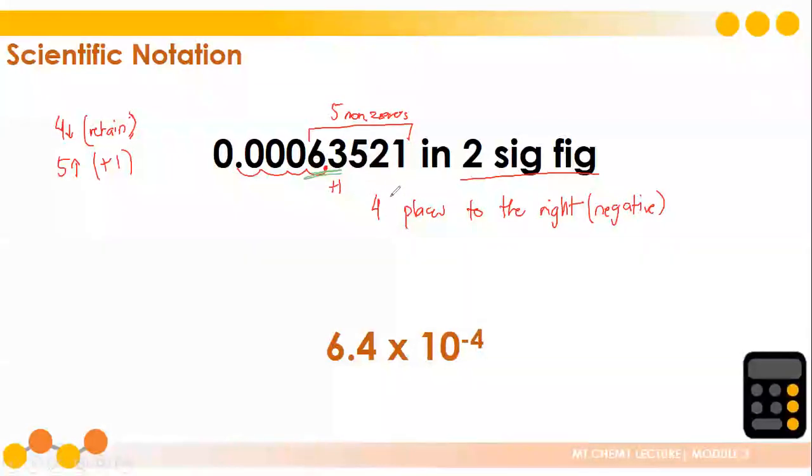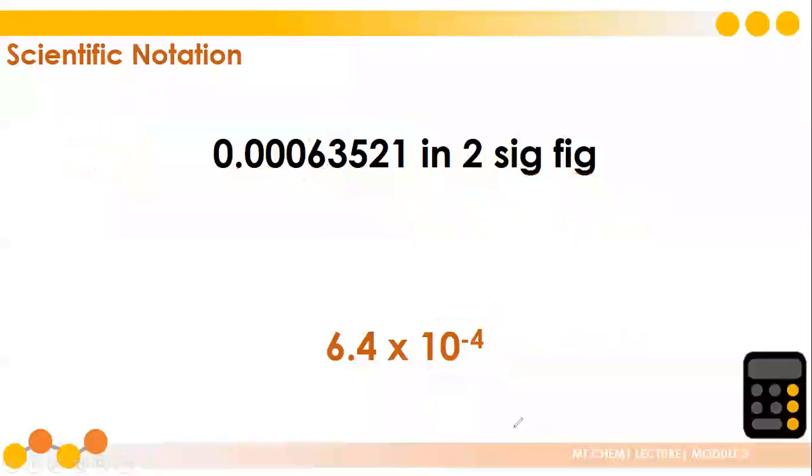Another reminder in scientific notation is that the 10 raised to an exponent is not considered significant. The only significant numbers that we are talking about are the ones before the multiplication sign. Hopefully you got the correct answer and hopefully you're following. You're not confused.